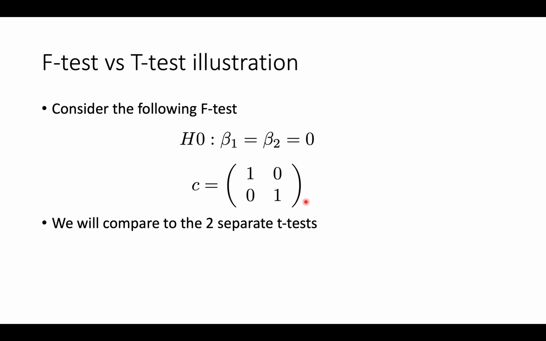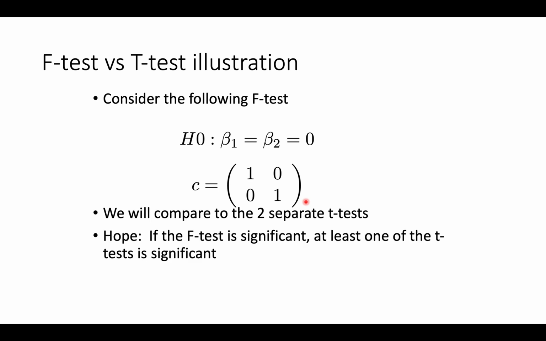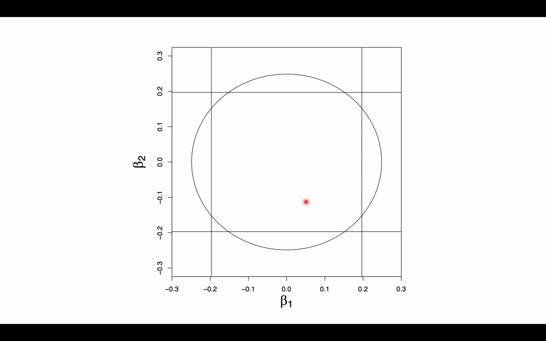So what I'm going to do is compare the 2 separate t-tests to the 1 f-test. The hope is that if the f-test is significant, at least one of the t-tests is significant, because that's our basic understanding of how the f-test works. And we'll see that's not the case, so that's the surprise.